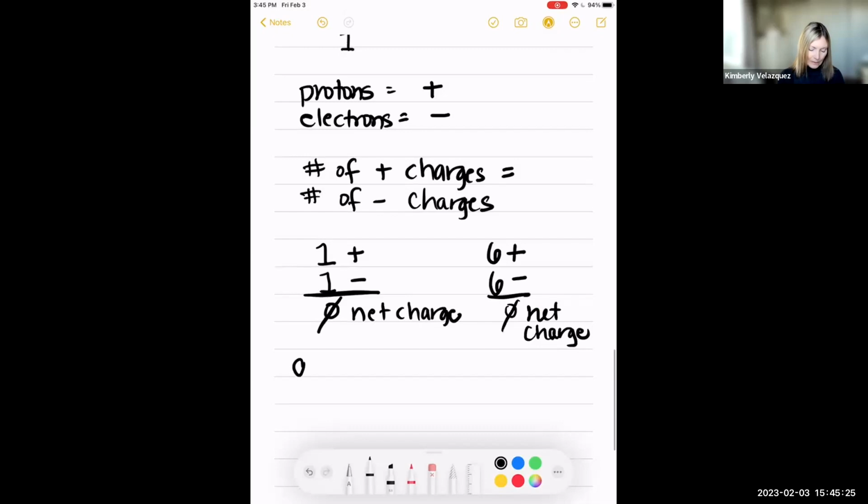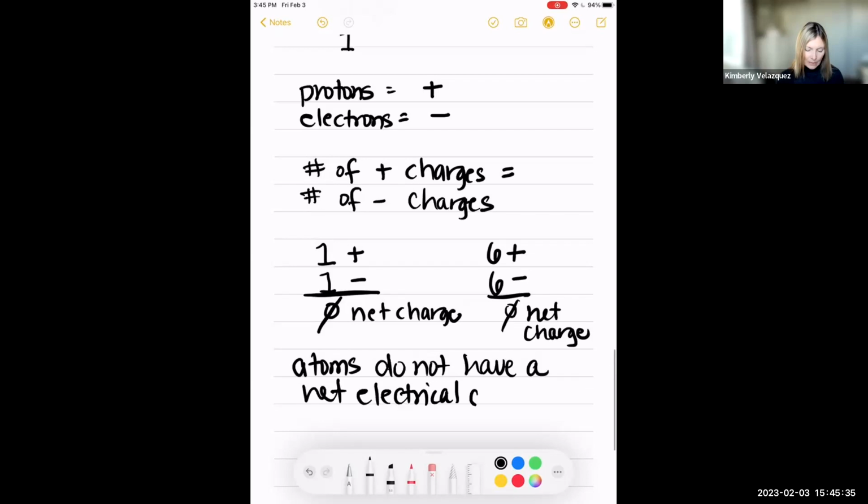And that is true for every atom on that periodic table. Atoms do not have a net electrical charge. Protons and electrons are equal in an atom. We're going to talk later about something called an ion, and ions do have a net electrical charge. So this is a very important distinction. Atoms, as they appear on the periodic table, are neutral. They don't have a net electrical charge.